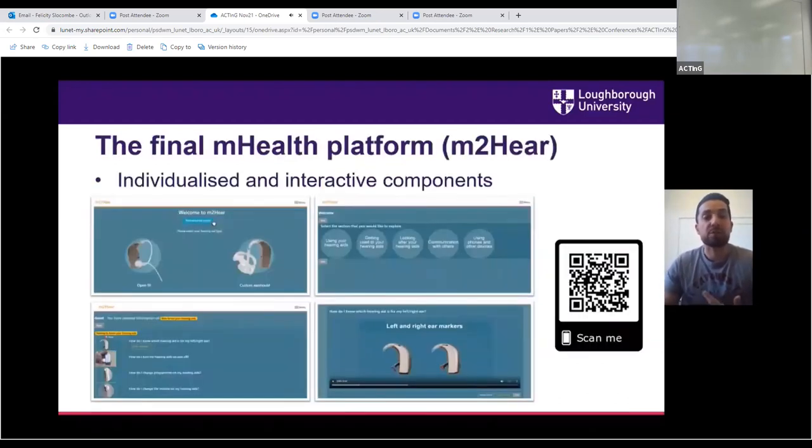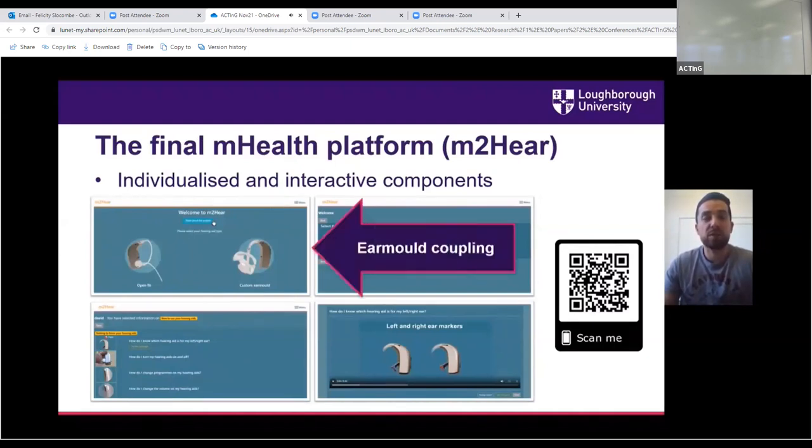And what I'm showing you here is some screen grabs from the mHealth platform, M2Hear, which included individualized and interactive components. So the first component that was individualized was the opportunity to choose your ear mold coupling. So an open fit shown on the left or a closed ear mold, custom ear mold fit on the right. And this would then tailor the information accordingly to the user's hearing aid.